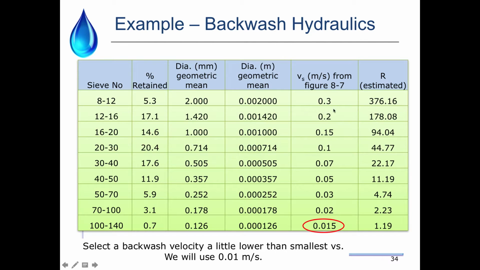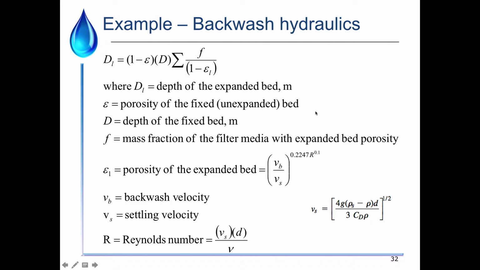Why did we do that? Well, let's look at our equation again. Here it is, the sum of F over 1 minus EE. We can get that multiplied times D, the depth, and the depth was given to us. This is not the depth of the water, but the depth of the porous media that we're filtering through. And there's the porosity of the bed when it's not expanded, when it's just under filtration.